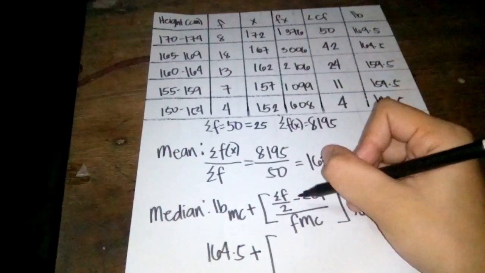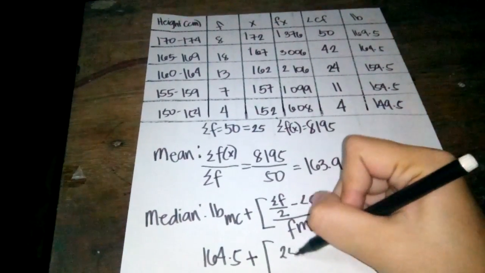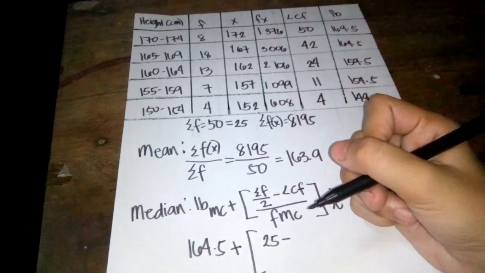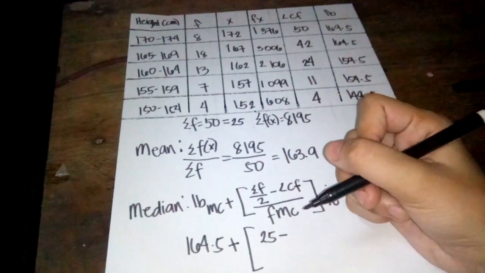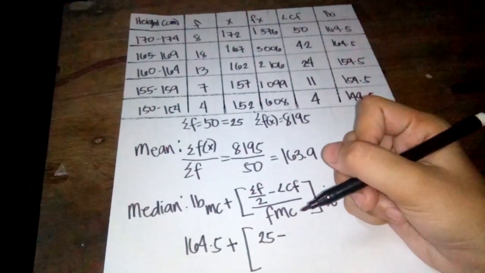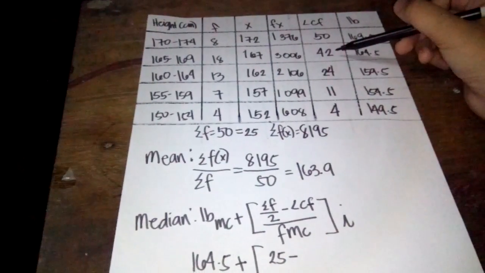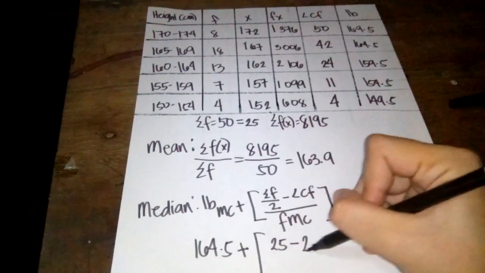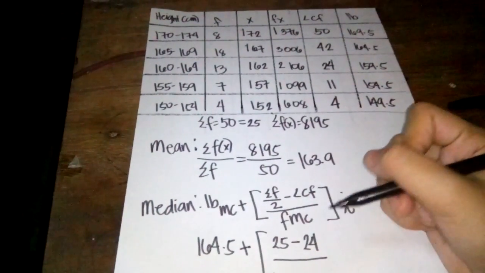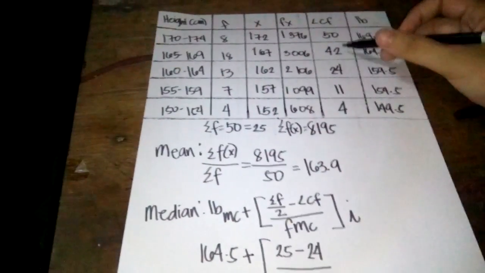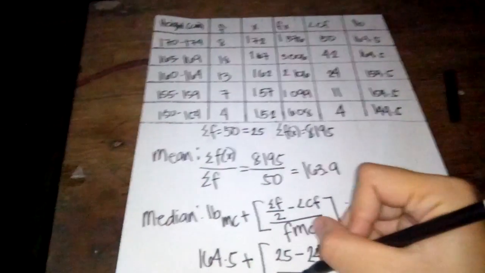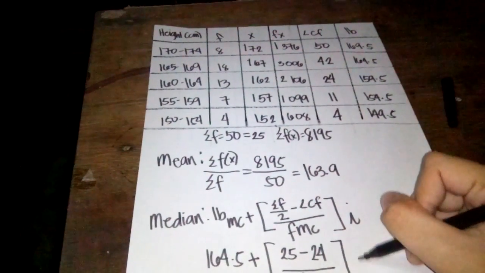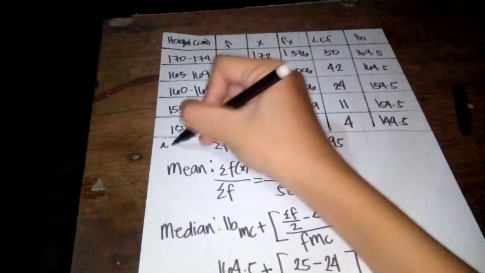Next is to get the half of the frequency, which is 25, subtracted from the cumulative frequency of the lower class of the median class. So the lower cumulative frequency of the median class is 24, so 25 minus 24 over the frequency of the median class. Since our median class here is 42, then its frequency will be 18. And the class width is 5, or the class interval here, 5.